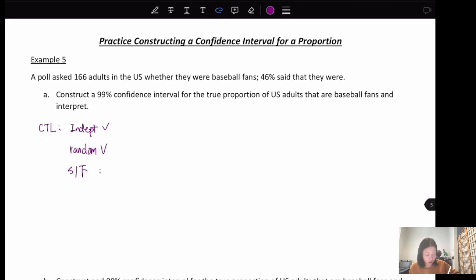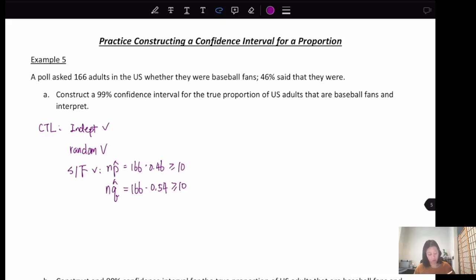For the success, we have n times p hat, which is 166 times 0.46. This is going to be greater than or equal to 10. And for the failure condition, 166 times 0.54, again, is also greater than or equal to 10. So that means the third condition is checked. Now we can assume that the condition for the sample proportion is satisfied.